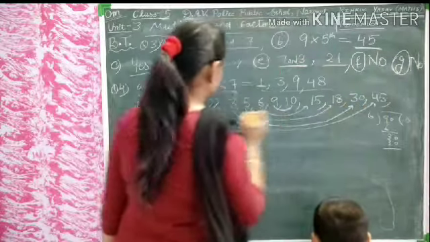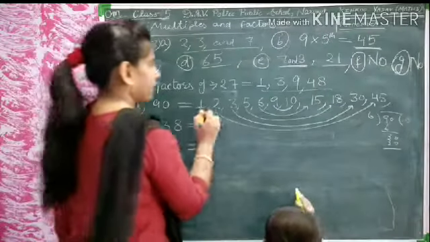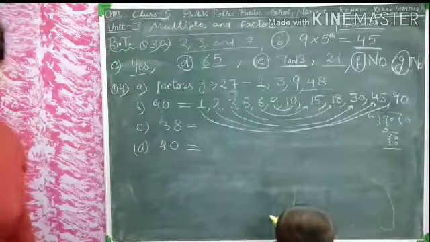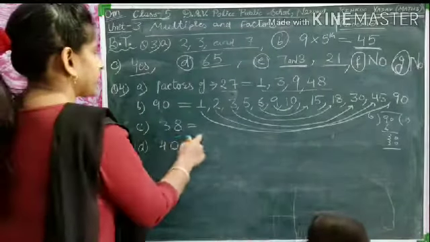There is the, after dividing by 1, this will get here 9. So 90 is the factor of this number. Is this clear, students? So now we will check the factors of 38.